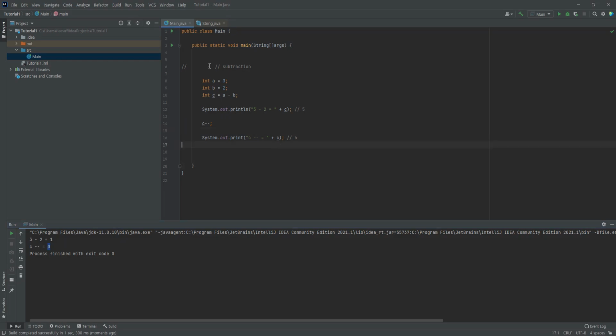Okay, let's jump to multiplication. Multiplication uses the star symbol.